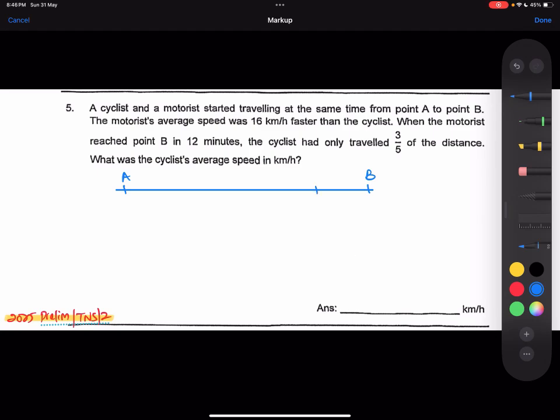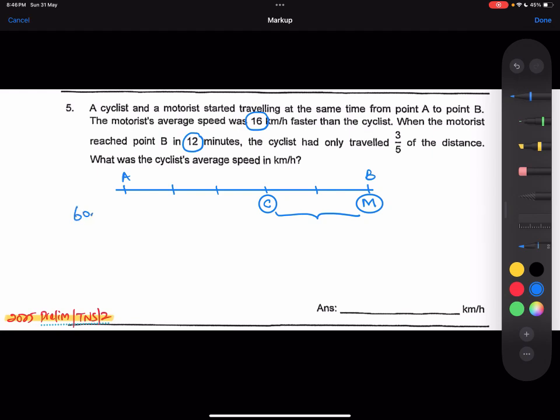Now let's split this into 5 parts. When the motorist reaches point B, the cyclist reaches 3/5 of the distance. We also know that the motorist was 16 km per hour faster than the cyclist.